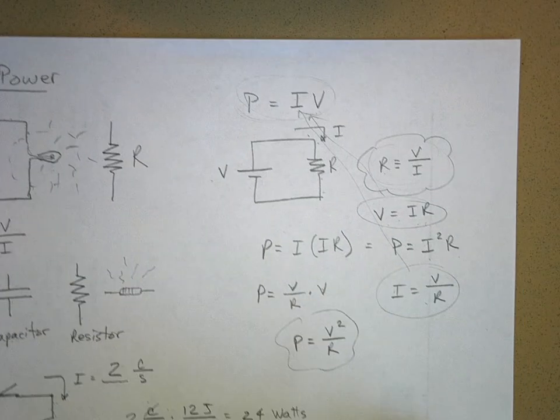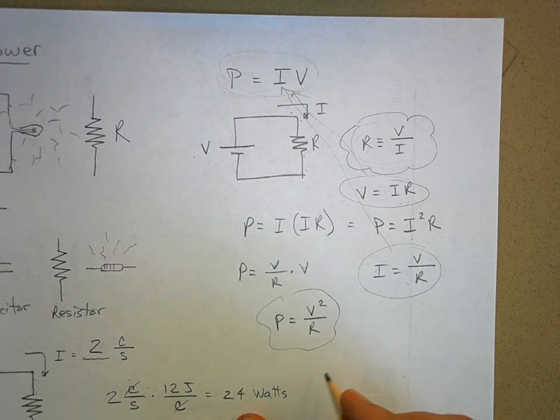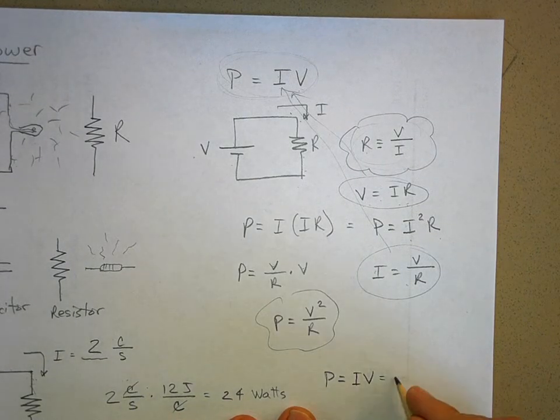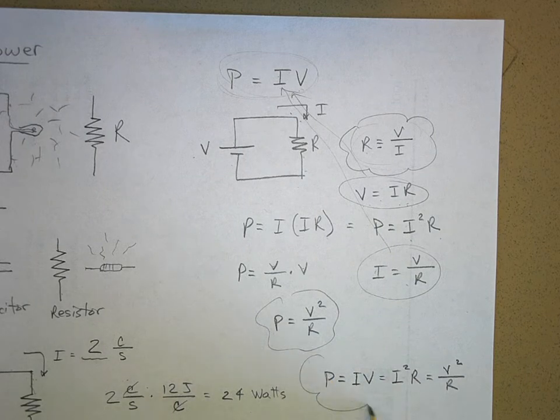So let's summarize. The power delivered by a battery to a circuit, or the power used by that circuit, is equal to I times V. And if the current is flowing through a resistor, the power will be equal to I squared R. And if you want to think of it in terms of voltage, the voltage drop across that resistor is V squared over R. So this is our power equation for direct current circuits with resistors.